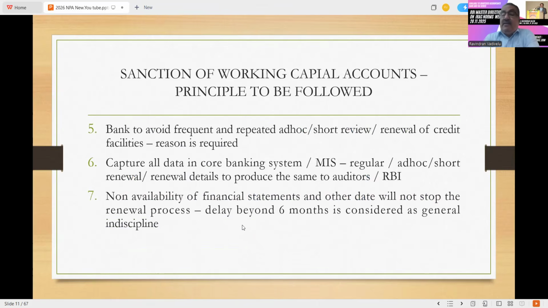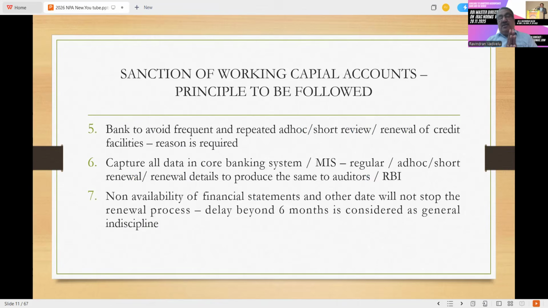And in case of non-availability, sometimes due to the renewal, they want the audited financial statements. At that time, the statements would not have been audited, so they will not be available. That should not be a hindrance to the renewal. So a delay beyond 6 months is considered as general discipline.